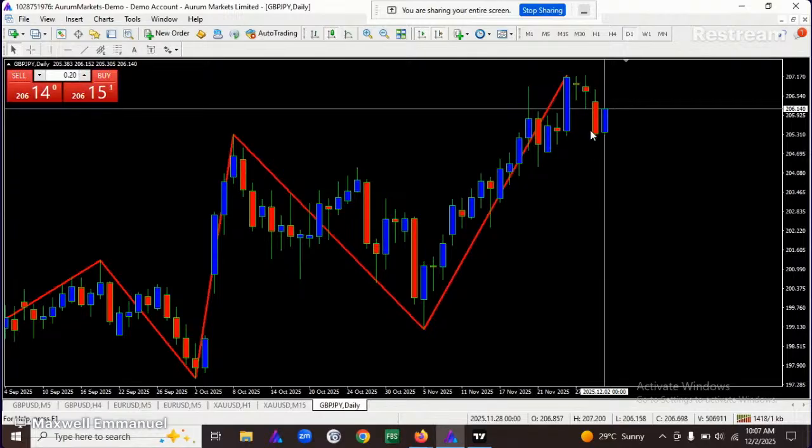Now, yesterday's candle closed strongly bearish. After the close of yesterday's candle, most people would have jumped in to start selling because yesterday's candle was strongly bearish. Now, after the close of yesterday's candle, what next?